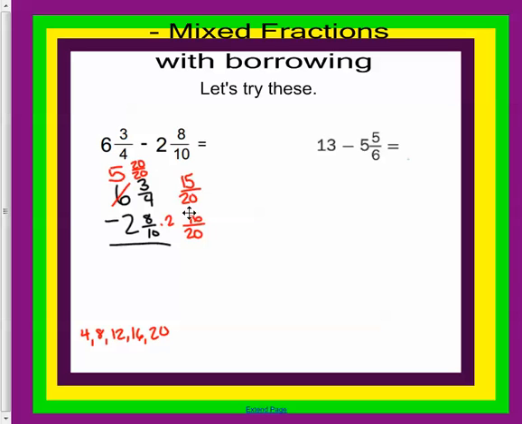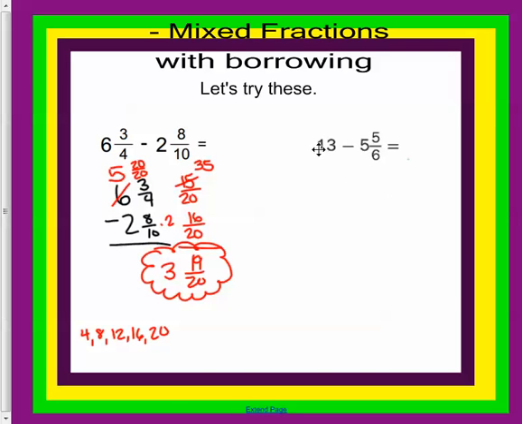If a 6 is the same as 5 and 20/20, so really what I can do now is say, okay, this is 20/20, this is 15/20, which means it's really 35/20, which gives you 19/20. And then I can take 5 minus 2 and I get 3. So my answer is 3 19/20.